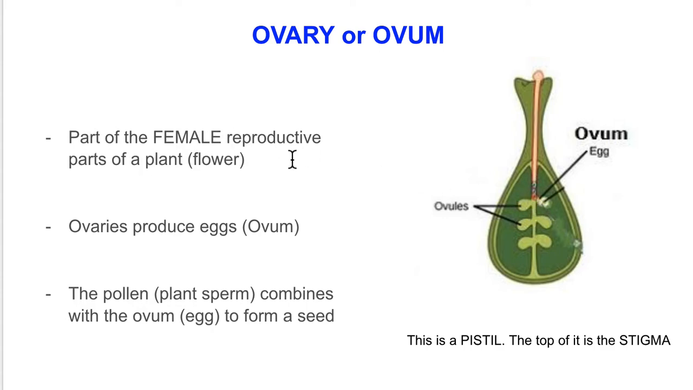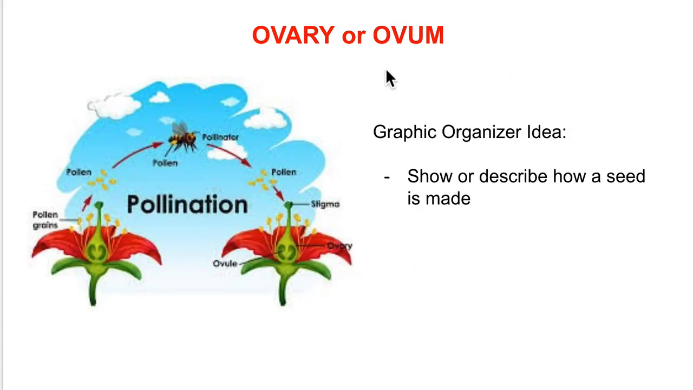So the part of the female reproductive part, the ovary, is what produces the egg, and then the egg is called an ovum. So for a graphic organizer, maybe show how a seed is made, or describe how it's made.